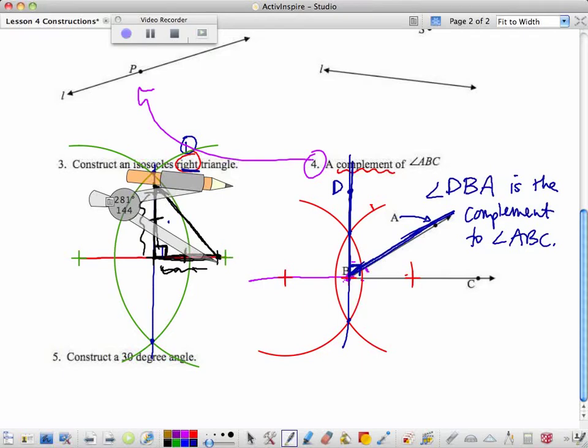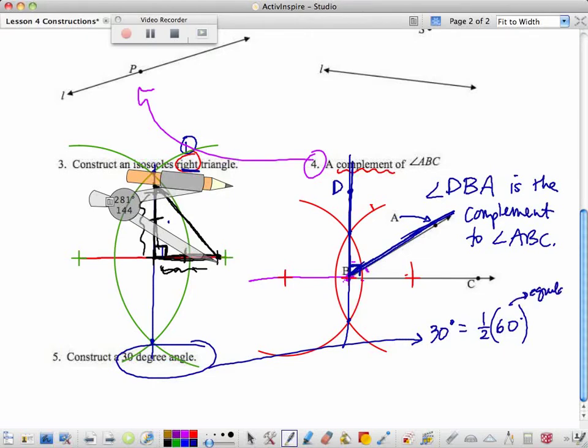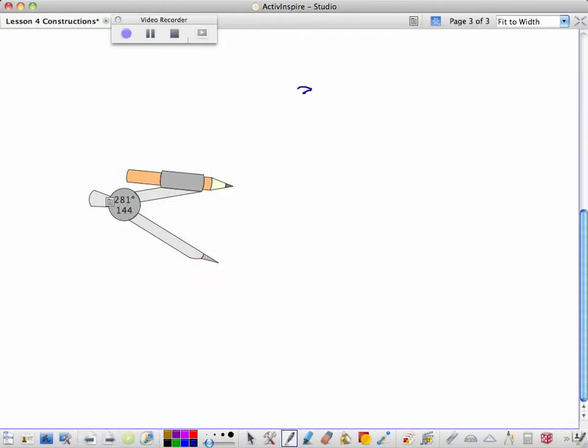Okay, finally, this last one: construct a 30-degree angle. What do we know about a 30-degree angle? It's half of 60, right? And how do we construct a 60-degree angle? You construct an equilateral or regular triangle, an equiangular triangle. So how do we construct an equiangular triangle? I'm going to start it over here. Here I'm constructing a 30-degree angle, so I'm going to bisect a 60-degree angle. How am I going to get the 60-degree angle? I'm going to create an equilateral triangle. How do I do that?